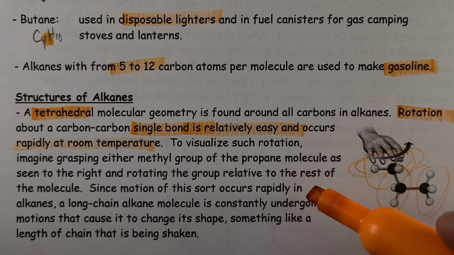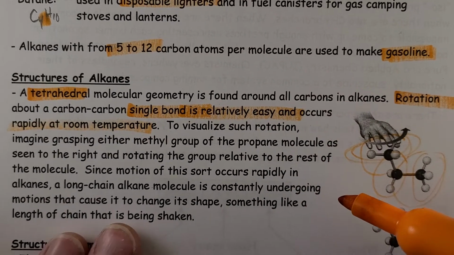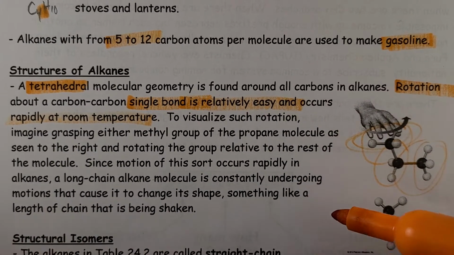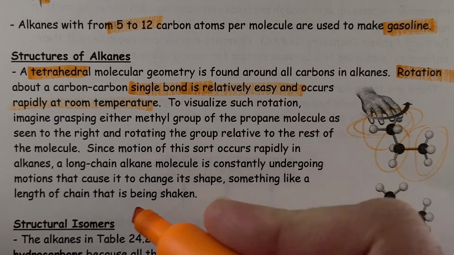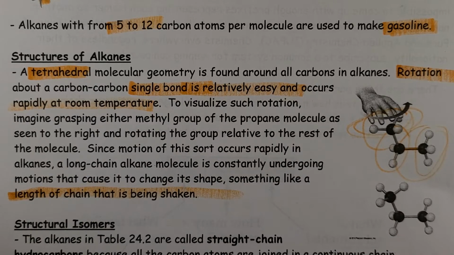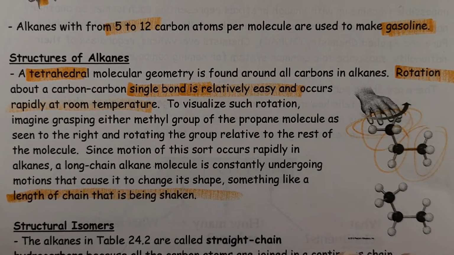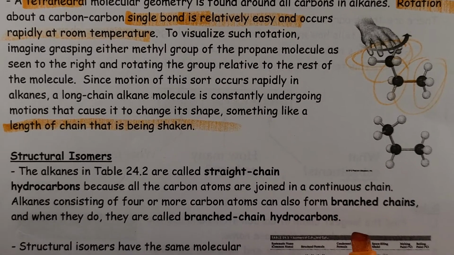Since motion of this sort occurs rapidly in alkanes, a long chain alkane molecule is constantly undergoing motions that cause it to change shape. You can imagine it like the length of a chain being shaken. It's still one big long length of chain, even though we can shake it and the shape looks somewhat different.